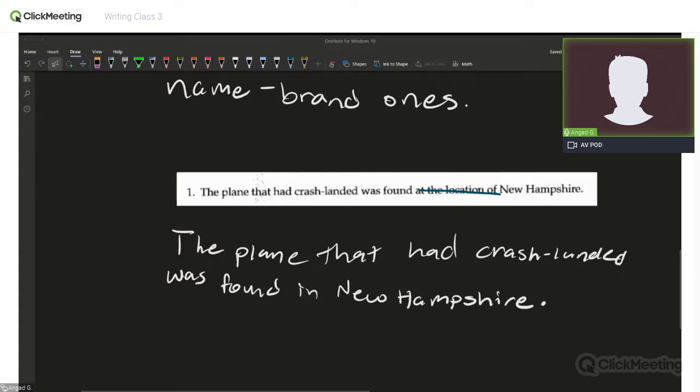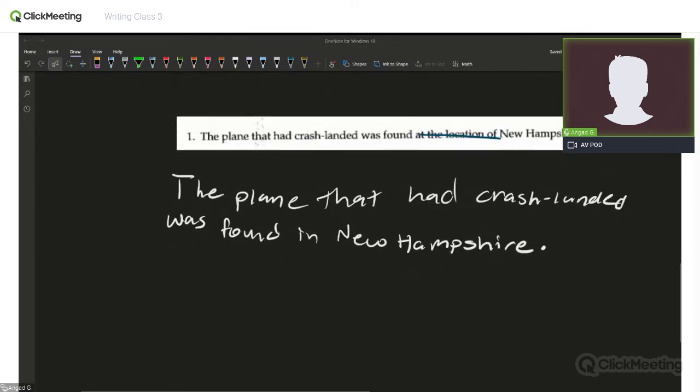That's true, Rhea. Because these redundant phrases usually have to do with location, like where it says at the location of New Hampshire, where it's useless. Do you get that? Your teacher's right. They're most often going to be around prepositional phrases or in prepositional phrases. All right. Any questions on this so far?